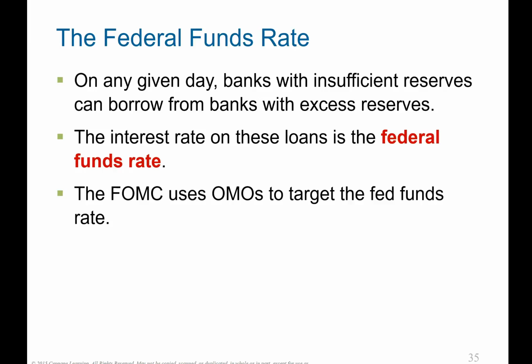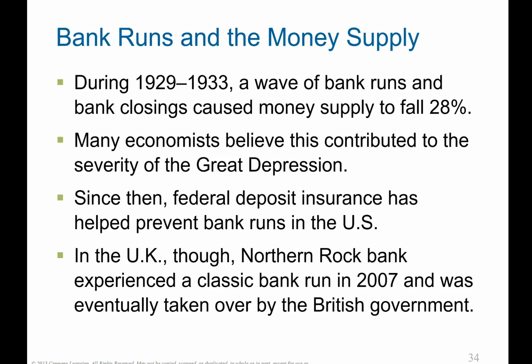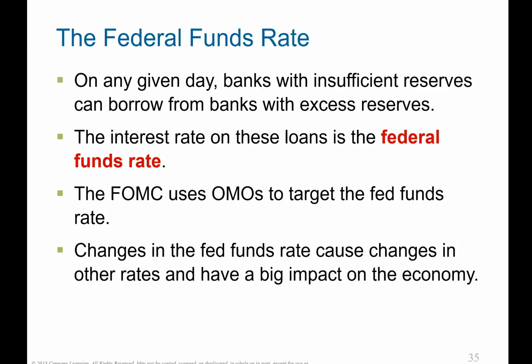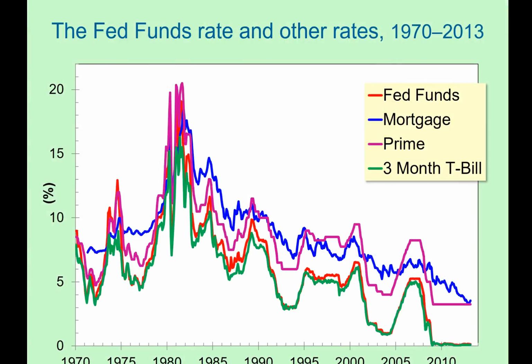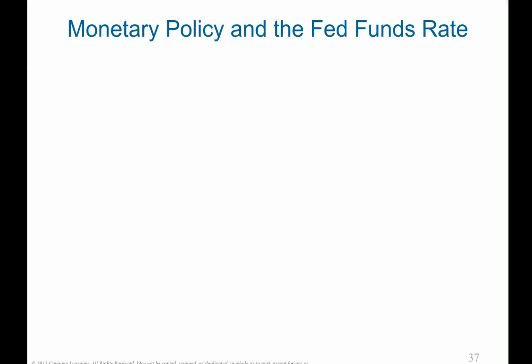The Federal Open Market Committee uses open market operations, which is the buying and selling of bonds, to target the federal funds rate. Now we're going to have a minute to explore that as your book goes through it. But first, a quick look at how the federal funds rate moves with other rates over time. They're pretty consistent and they move in the same patterns.